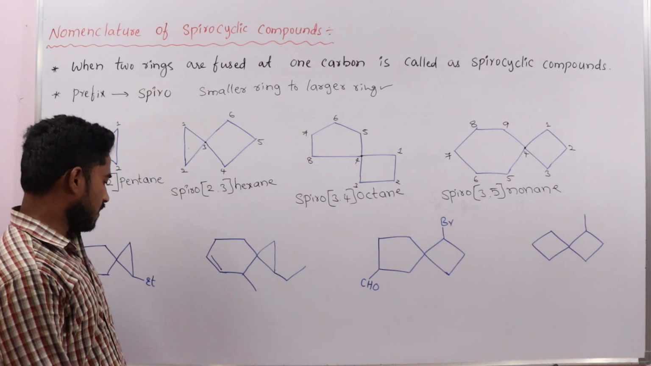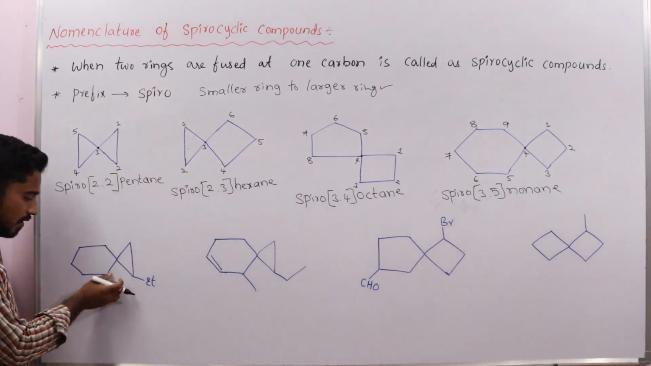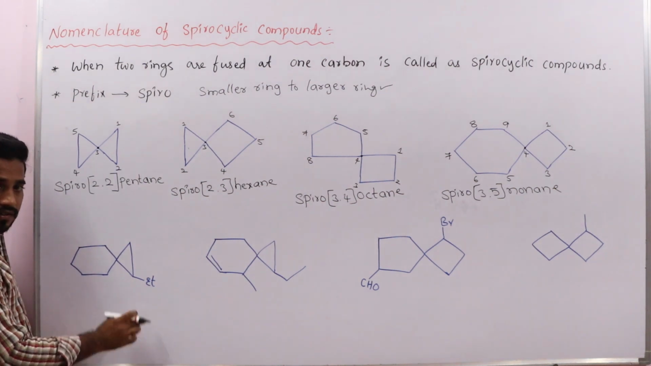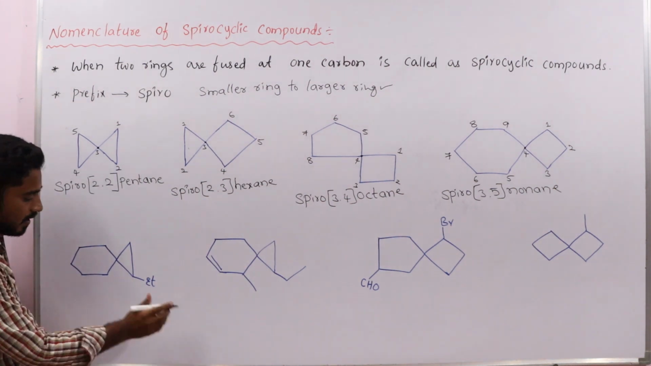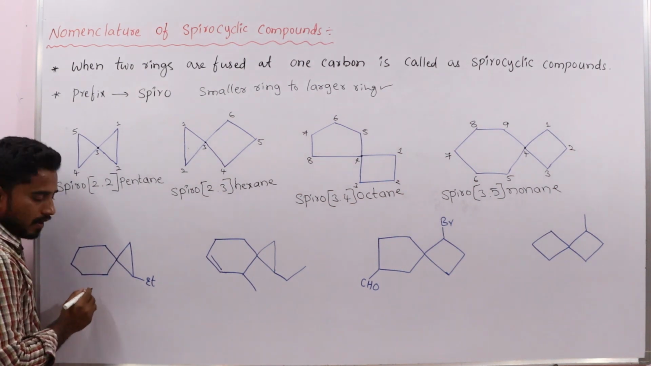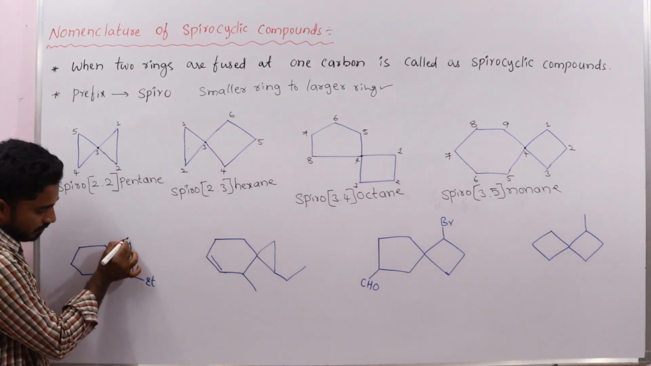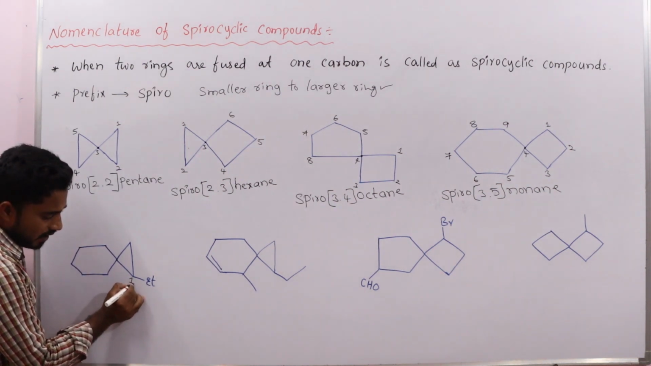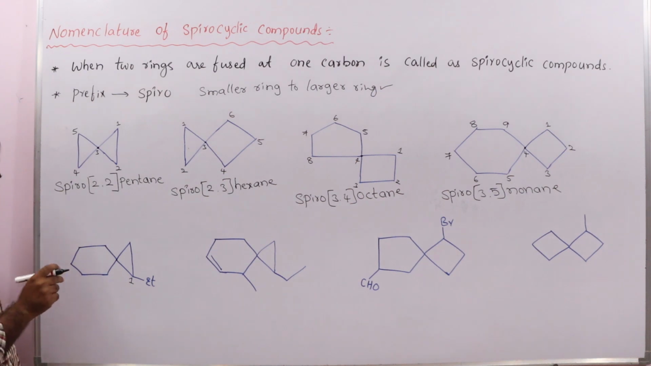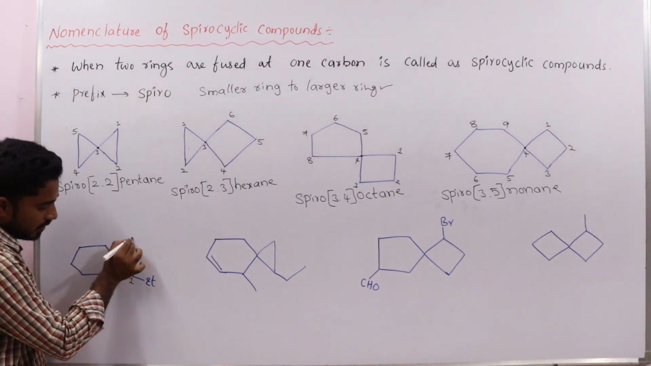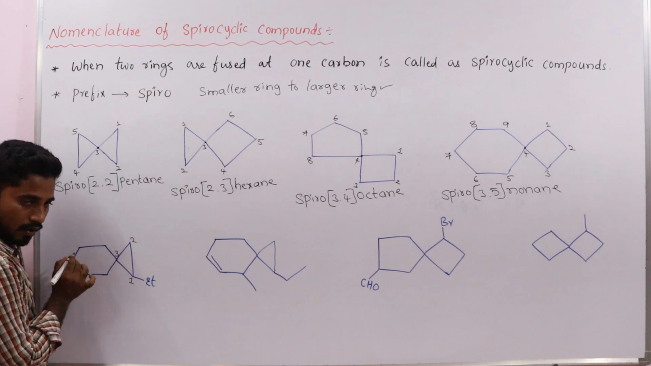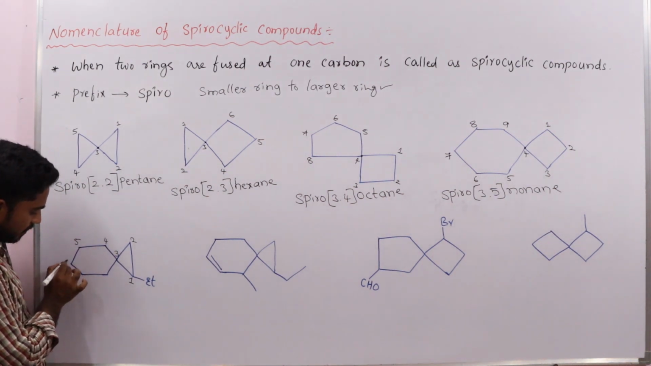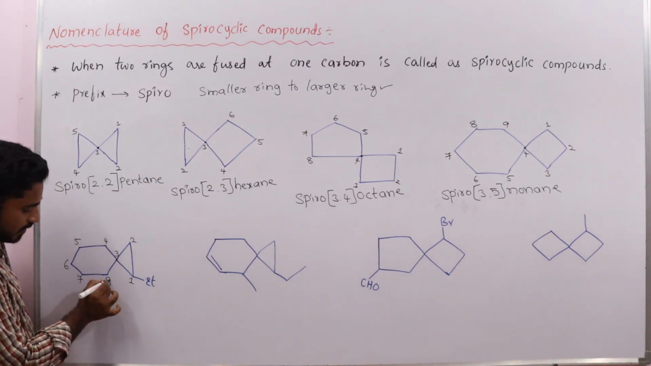Next, let us see the next example. Here also two different rings are fused, and the smaller ring contains one substituent, that is ethyl. This is the spiro atom. From where should we start, from here or here? If you give the numbering like this, the substituent ethyl should get the least number. That's 1, then 2, then 3, 4, any of these carbons, then 4, 5, 6, 7, 8.